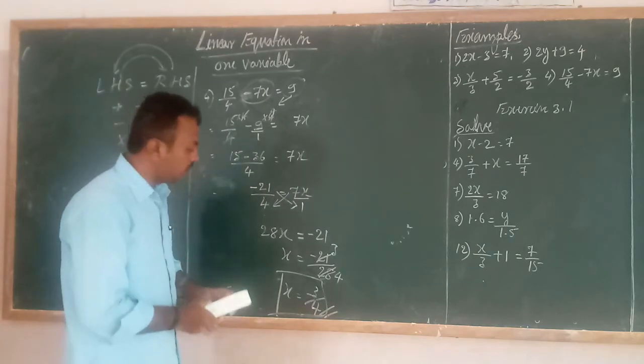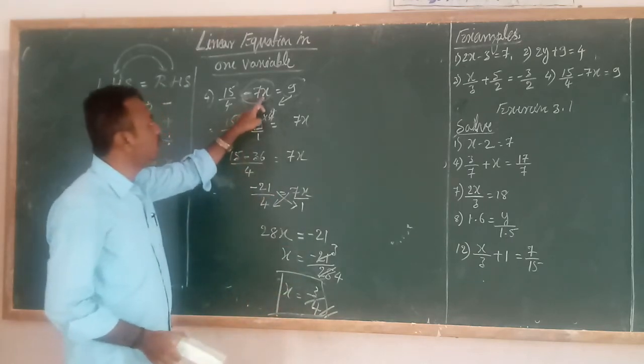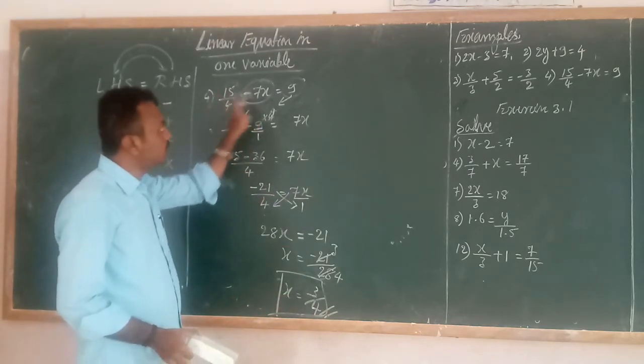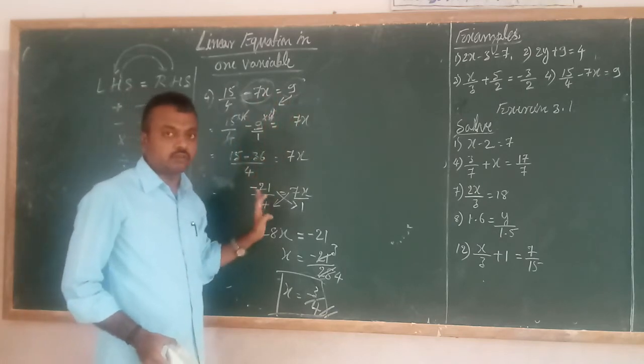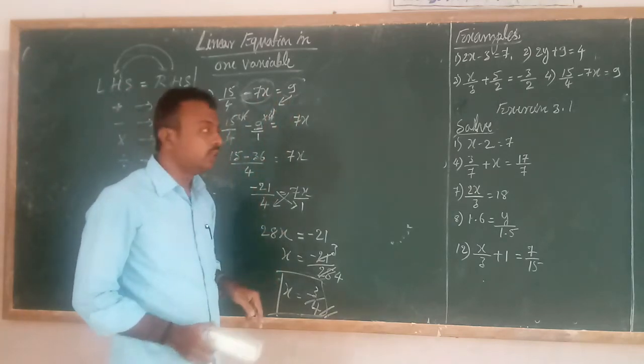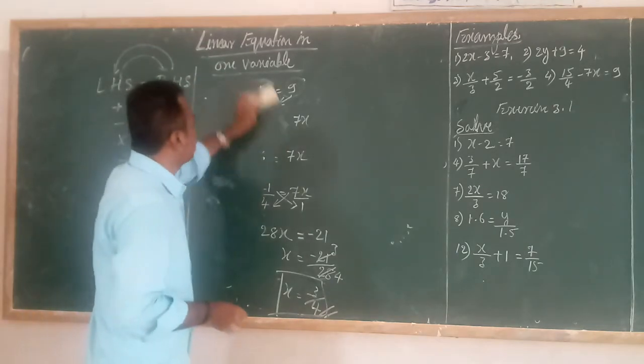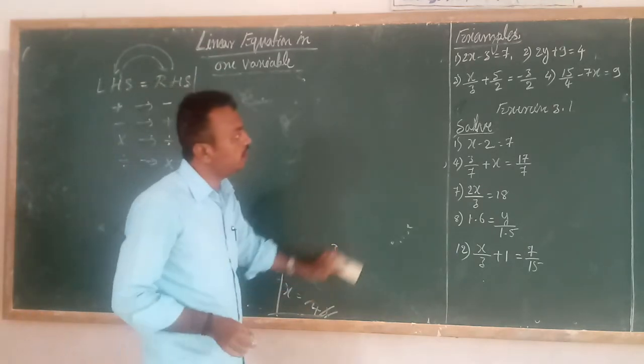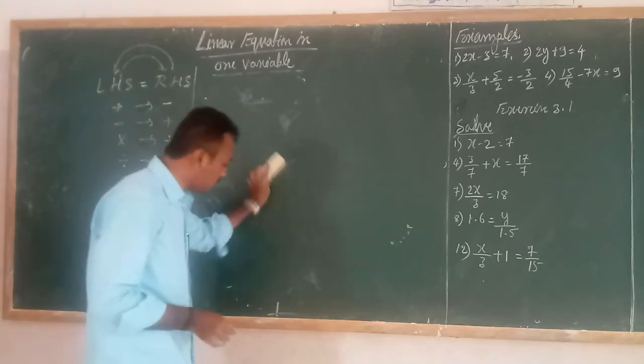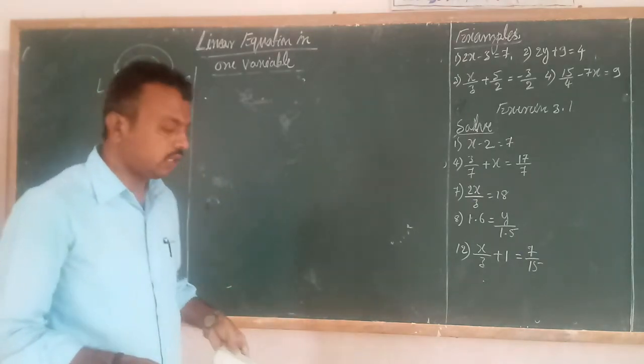Understand? So this value you have to substitute in place of x, then the LHS becomes equal to the RHS. You have to do this verification on your own. Okay? So now, directly I will go to the exercise problems. In that exercise, that is 3.1, in the first exercise, there are 12 questions.